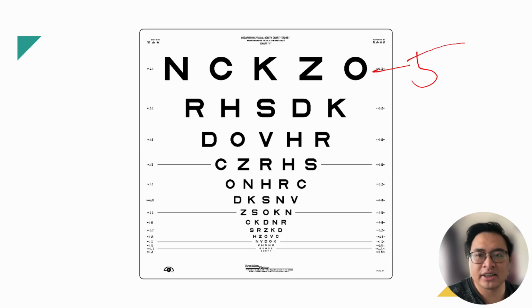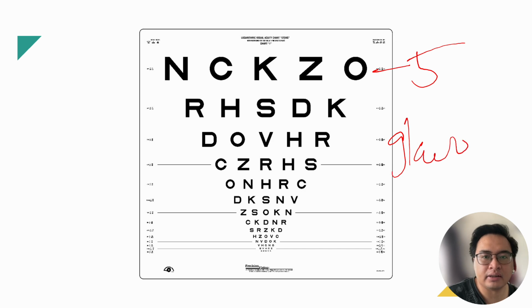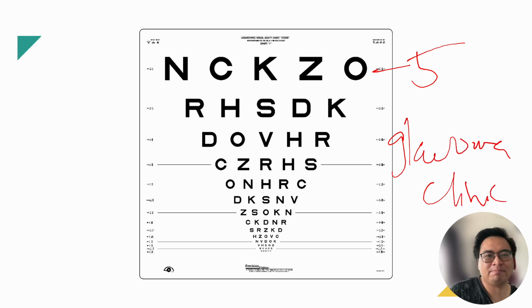Aside from that, there's equal spacing of the rows on a log scale, equal spacing of the letters as well. And the individual rows are balanced for letter difficulty. Okay? So when is it used? It's used in the glaucoma clinic. So this one is for subspecialists.